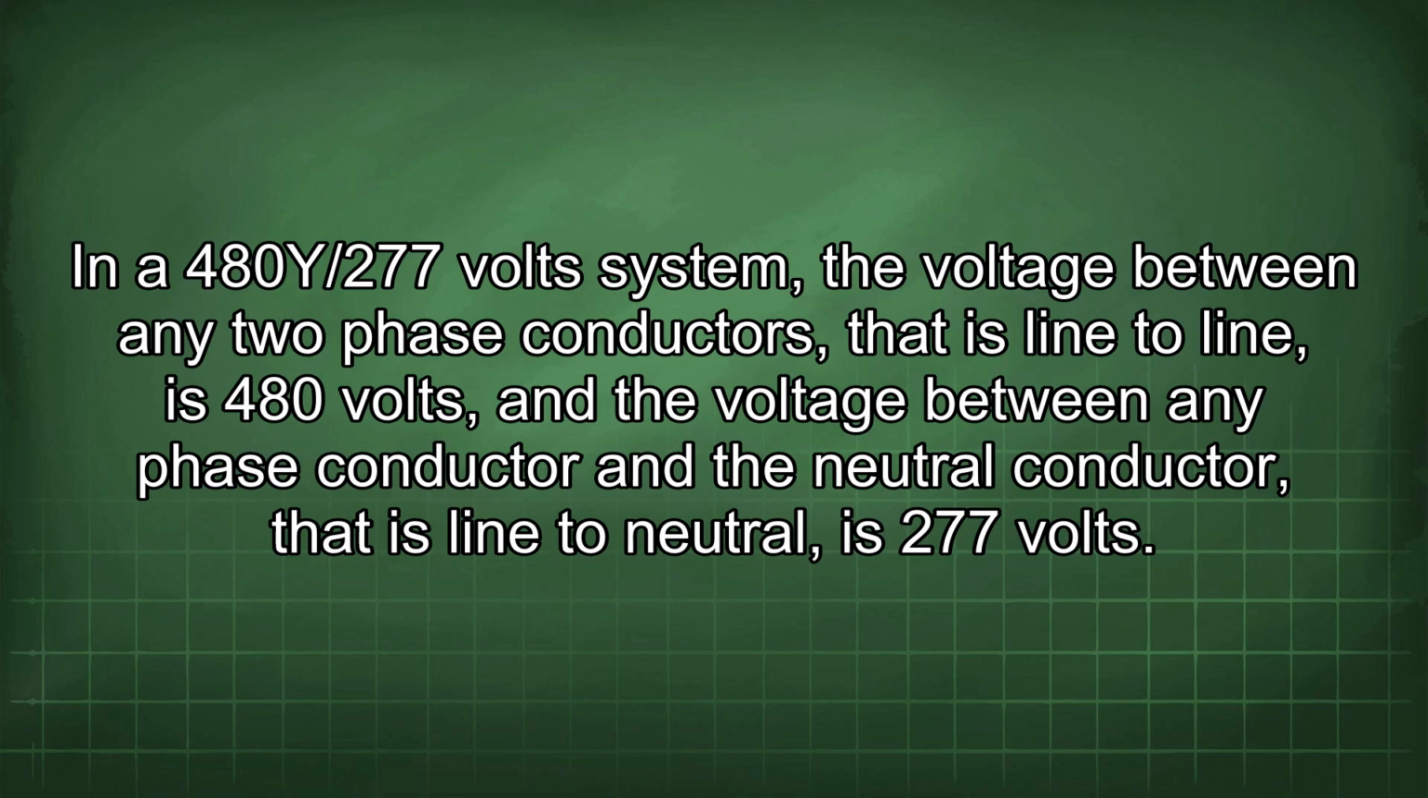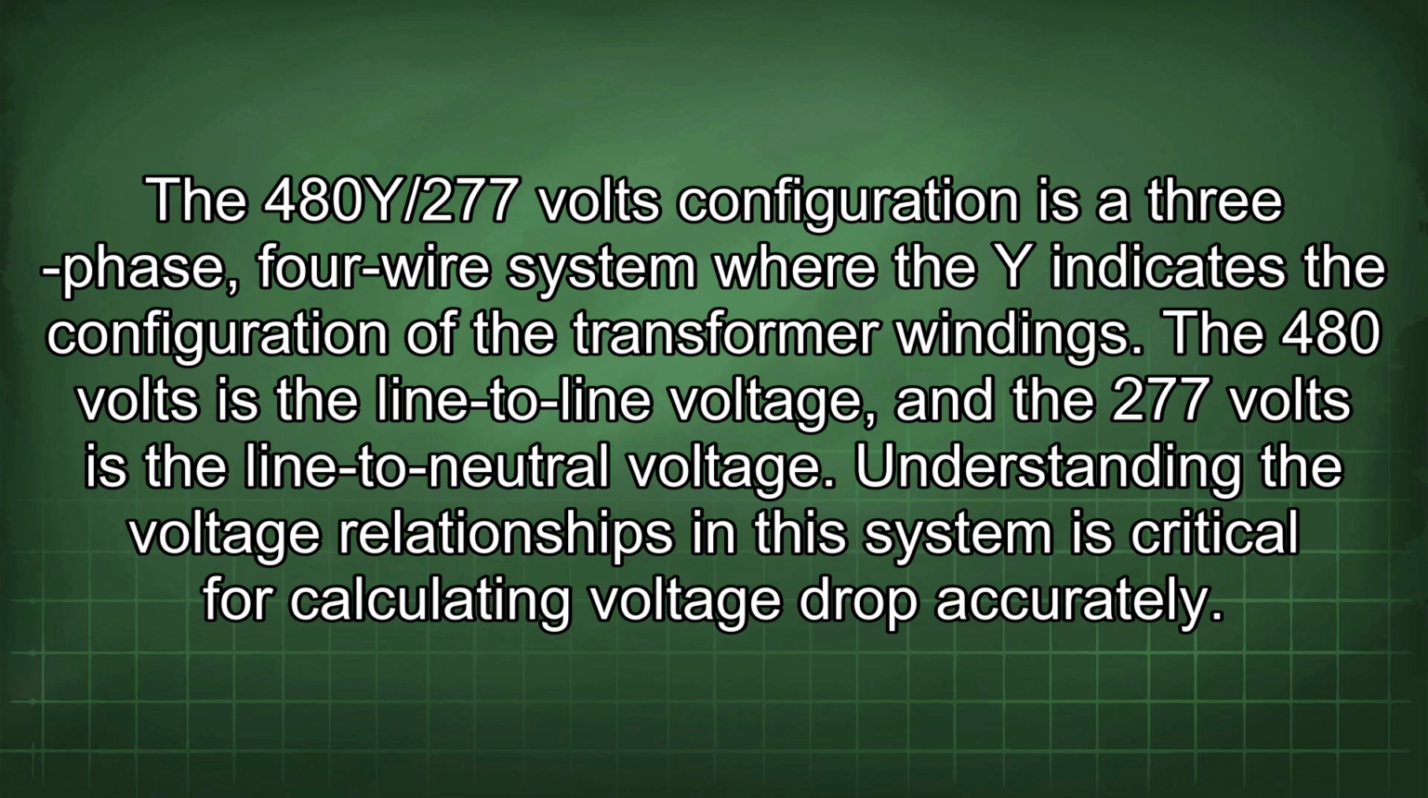In a 480Y/277 volt system, the voltage between any two phase conductors, that is line-to-line, is 480 volts, and the voltage between any phase conductor and the neutral conductor, that is line-to-neutral, is 277 volts. The 480Y/277 volts configuration is a three-phase, four-wire system where the Y indicates the configuration of the transformer windings. The 480 volts is the line-to-line voltage, and the 277 volts is the line-to-neutral voltage. Understanding the voltage relationships in this system is critical for calculating voltage drop accurately.